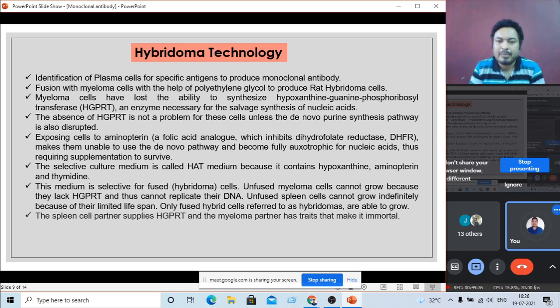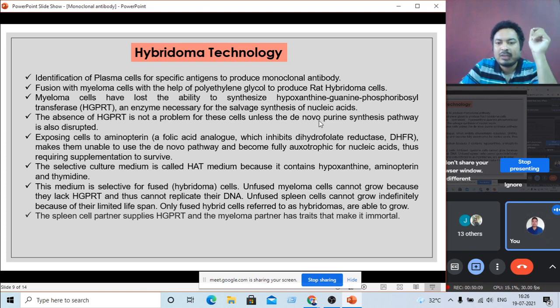That means myeloid cells cannot synthesize the HGPRT enzyme, so they cannot synthesize nucleic acid that way. But they have an alternative mechanism to synthesize their nucleic acid, and this alternative mechanism is called the de novo purine synthesis pathway. If we are able to block this pathway, then all the myeloma cells die because they do not have this enzyme.